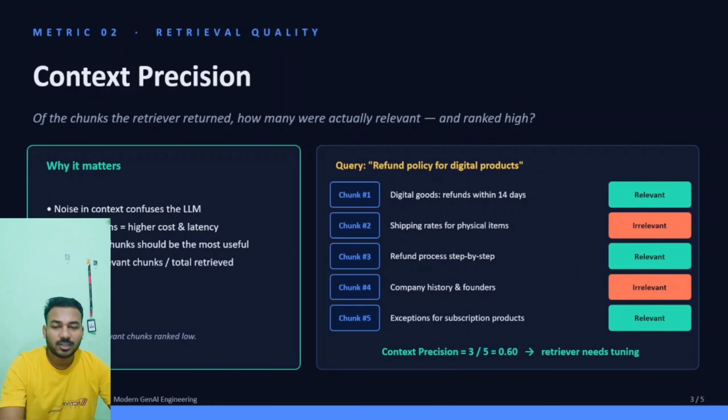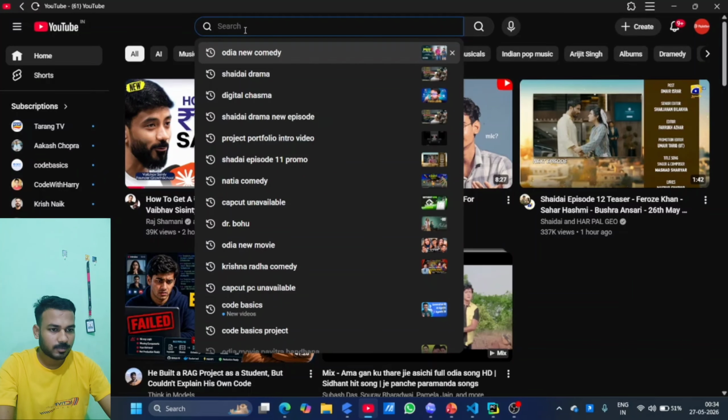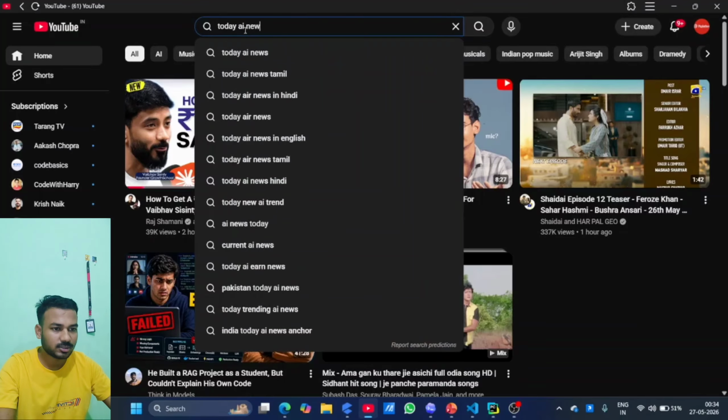Now let's understand context precision, which is a very important and critical metric when it comes to a RAG chatbot. What is context precision? Context precision tells you whether the top k retrieved chunks are relevant to the asked question or not. For example, let me open YouTube. I'll ask one question: I need today's AI news, and I search here.